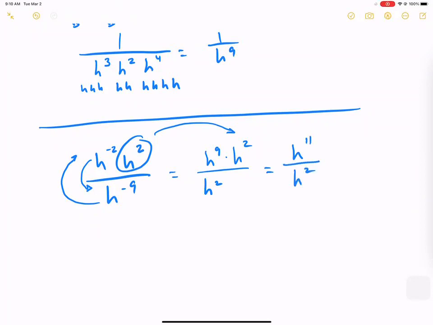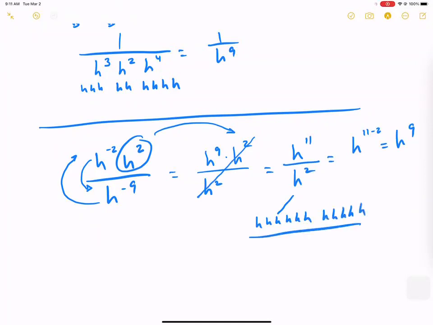You could also have taken a shortcut to say, hey, don't we have 2 on top and 2 on bottom? And rewriting it as h to the 11 minus 2 is h to the 9. Or, see, there's so many different ways of looking at this. 1, 2, 3, 4, 5, 6, 7, 8, 9, 10, 11. And 2. If we get rid of 2, we still have 9 left. And this is like the longest way, but also like visually the easiest way to look at it too.